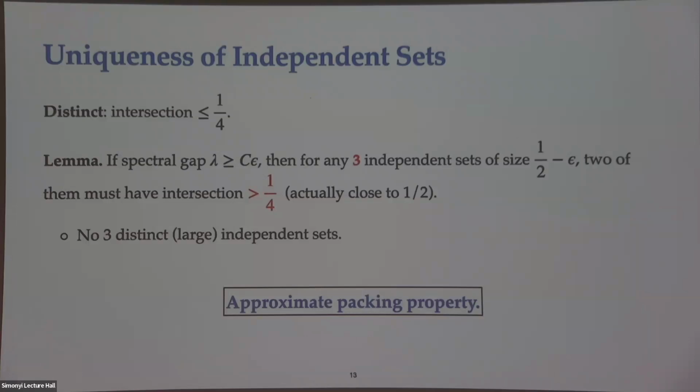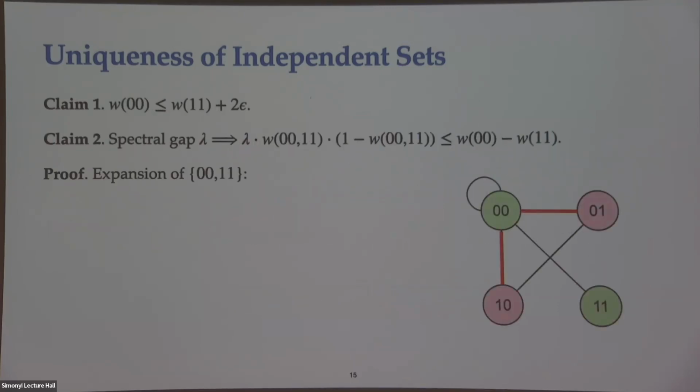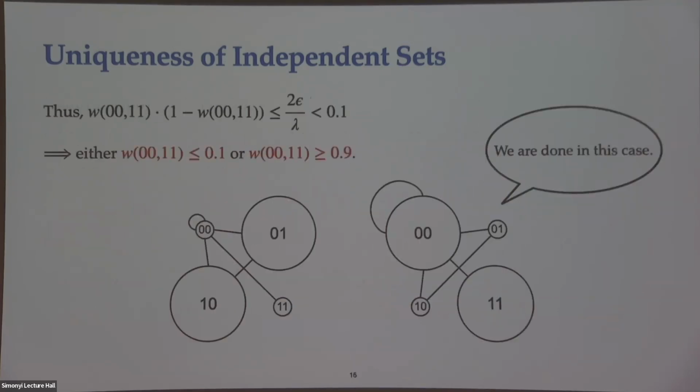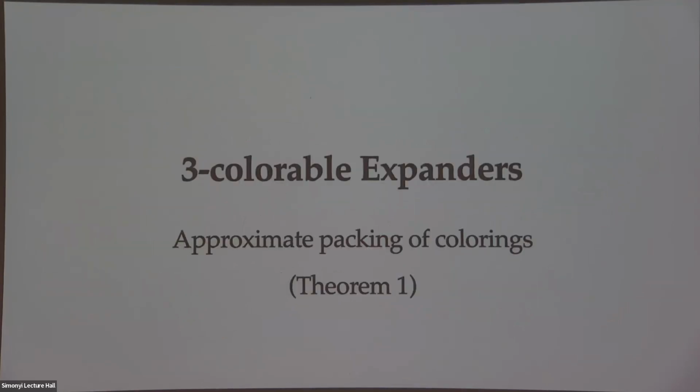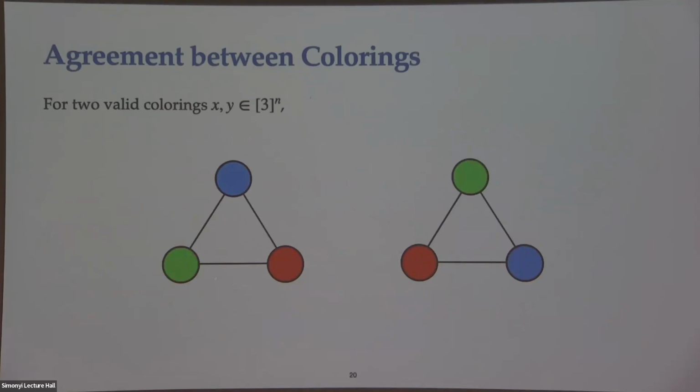Okay, so I guess I'm done with the independent sets, and I'll move on to three colorable graphs. Let me go back to that slide. Now I'll talk about three colorable expanders and what approximate packing of colorings means. Let's think about what the agreement between two colorings means.